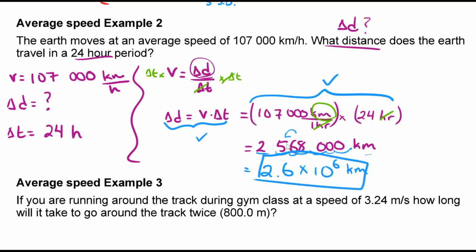That's how far the Earth travels in a 24-hour period. Perfect. So now I have my answer with units and correct significant digits. Perfect. That's what we're looking for.